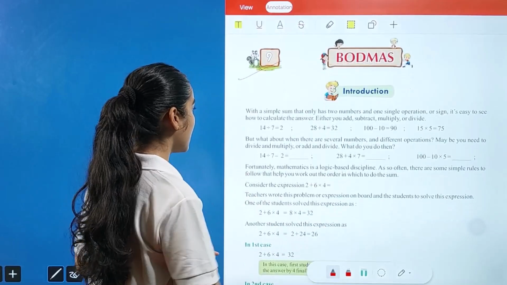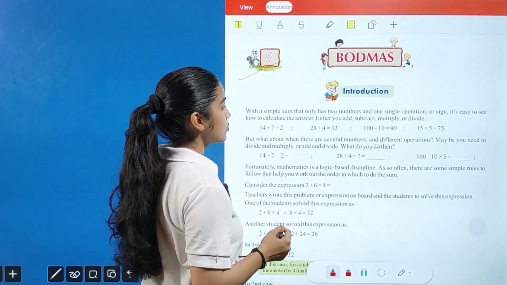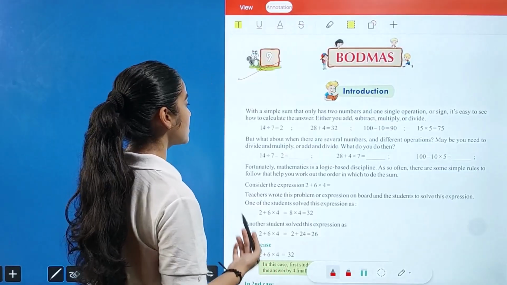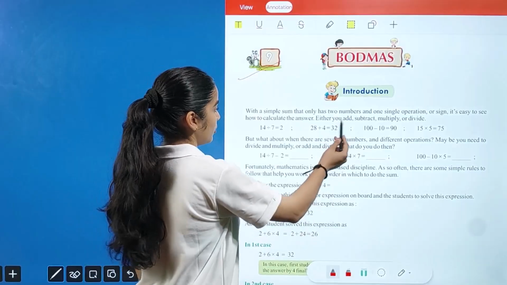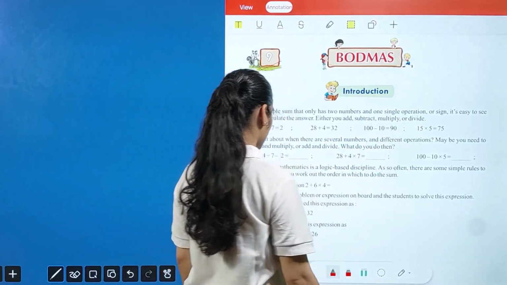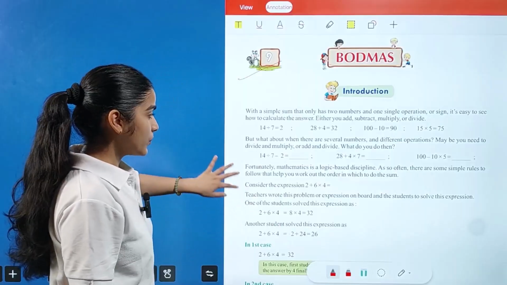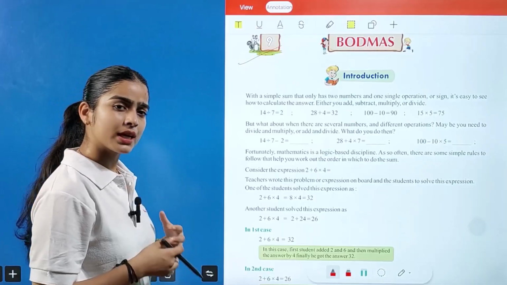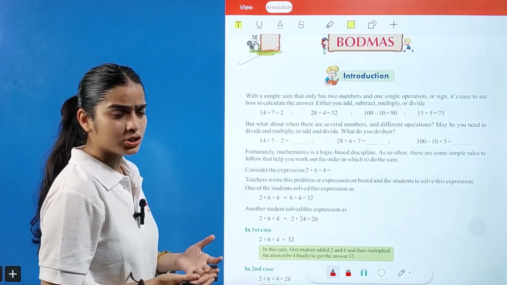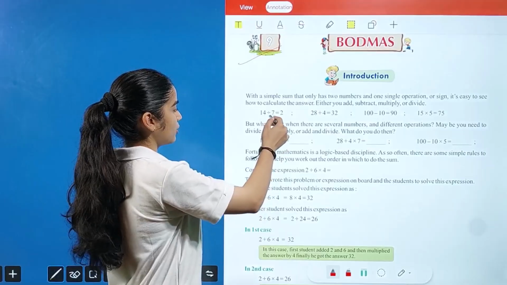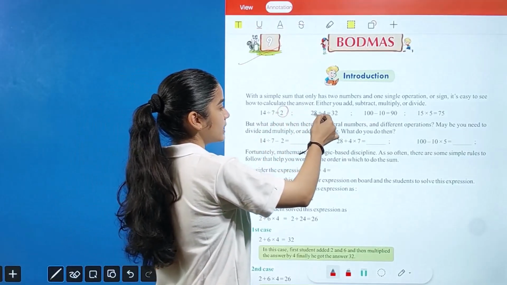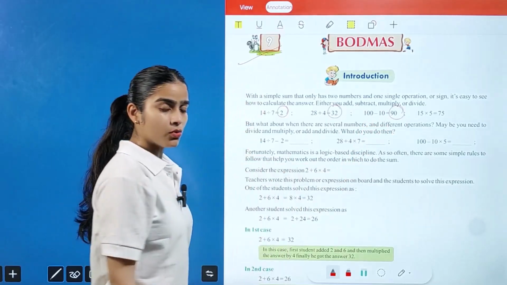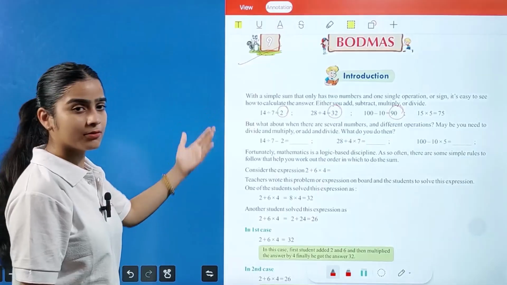Let's understand it. With a simple sum that only has two numbers and one single operation or sign, it's easy to see how to calculate the answer. Either you add, subtract, multiply, or divide. So if we have only two numbers and a single operation, we just apply that operation and we get our answer. For example, 14 divided by 7 is 2, 28 plus 4 is 32, 100 minus 10 is 90. In this case, we just apply the operation to the numbers.